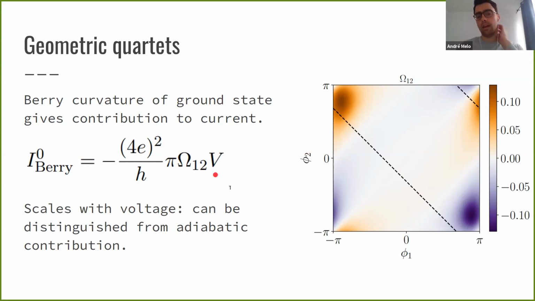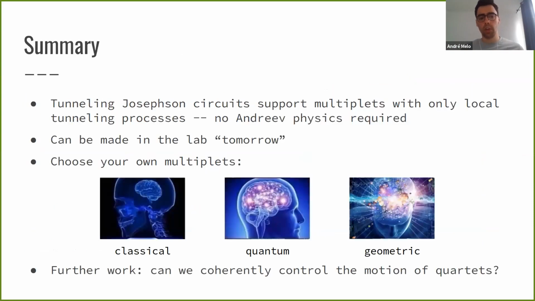The neat thing is that this contribution scales linearly with the voltage. So in principle, it could be distinguished from the adiabatic contribution. The adiabatic contribution has no scaling with the voltage. So in principle, this could be an experimentally feasible way of distinguishing between the two. And you could even think about, can we design a circuit that maximizes this geometric contribution of the multiplet supercurrent so that you have Berry curvature only multiplets. And that would be a cool extension. That was the final thing I wanted to show you.